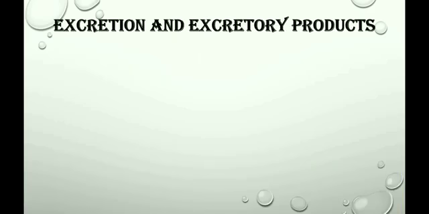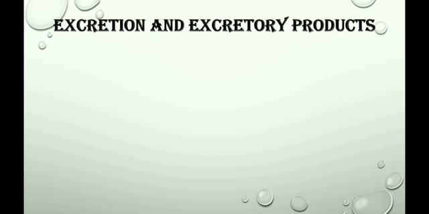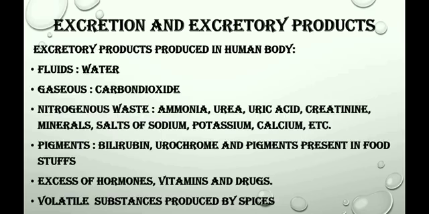Now let's start with excretion and excretory products. In our body, there are certain undigested or unabsorbed wastes. These undigested or unabsorbed wastes never enter inside the cell. But whatever metabolic wastes are produced, they are produced inside the body cells. So now we have to list some of these products. Let's now study the details of excretory products produced in the human body.